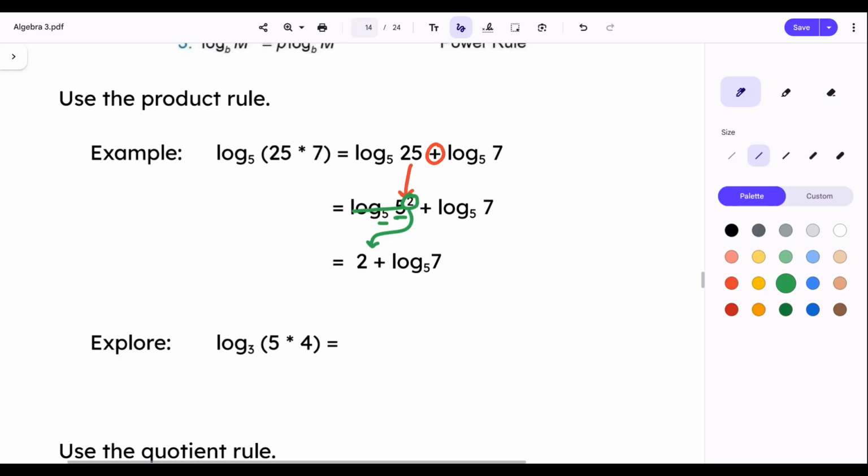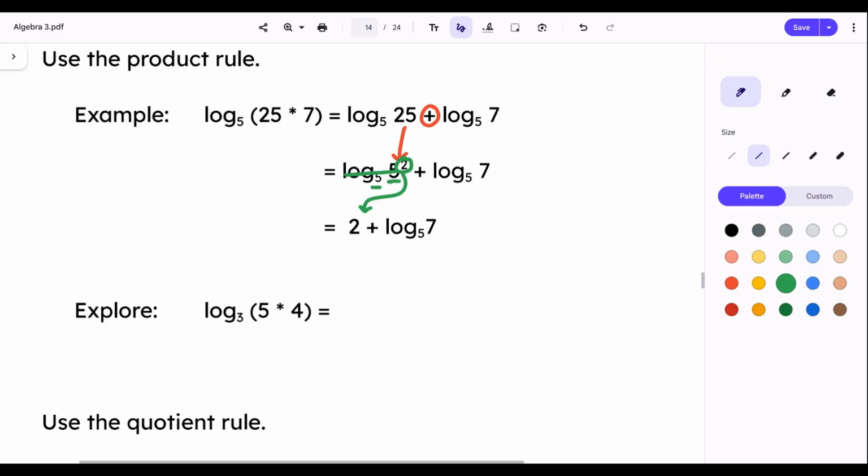Okay, so what would you guys write for this next one here if you were going to try to separate it out? What would it say?